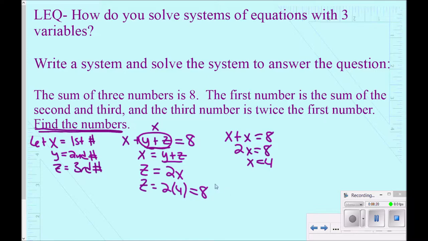So I think I'll go back to the second. X, which is 4, is equal to y plus z, which we just said is 8. So y is equal to, subtracting 8, negative 4. So the first number is 4. The second number is negative 4. And the third number is 8.